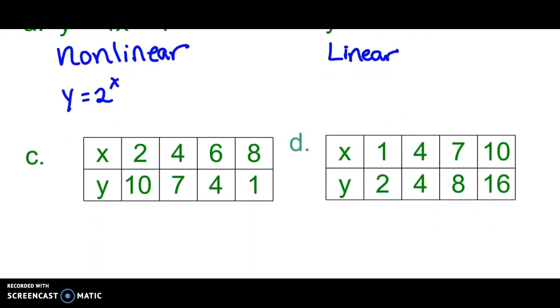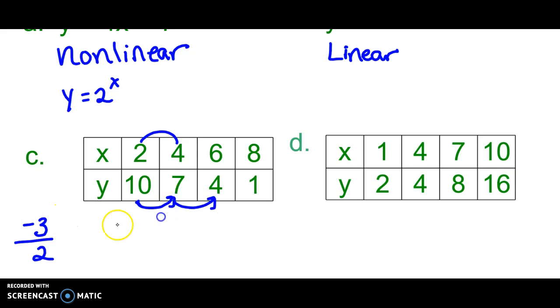Then I can look at my tables. I learned in the last example how to determine if it's linear. So it's the change in y over the change in x. If I look, from 10 to 7 is negative 3. I'm subtracting 3, and 2 to 4, I'm adding 2. So that should be that same ratio the whole time, or a multiple of it.